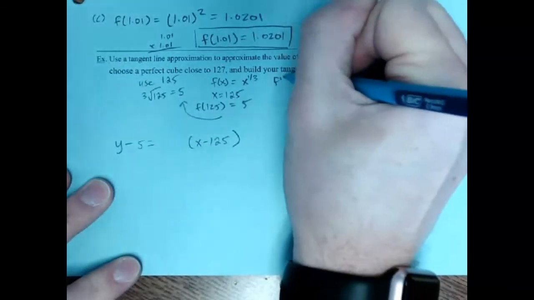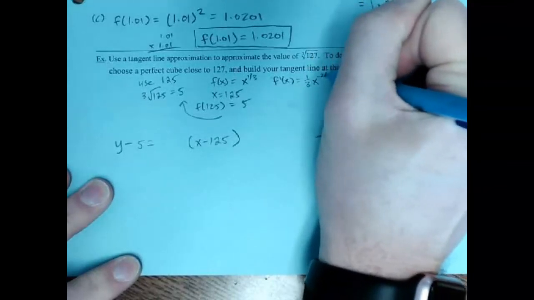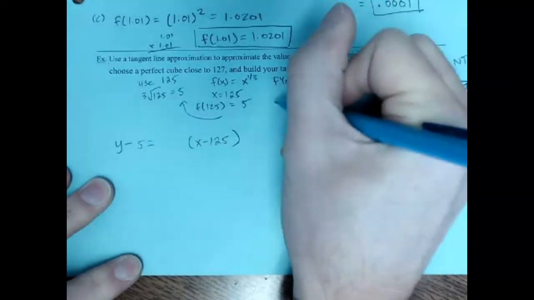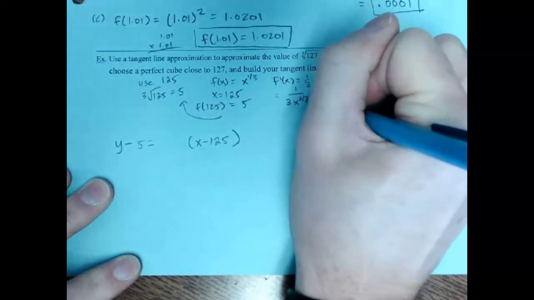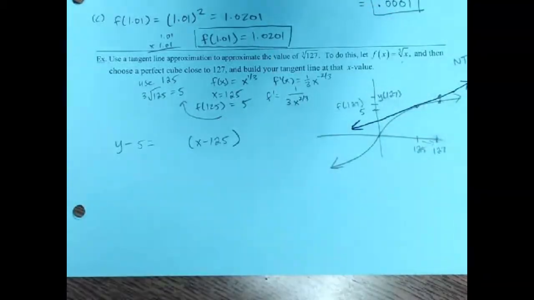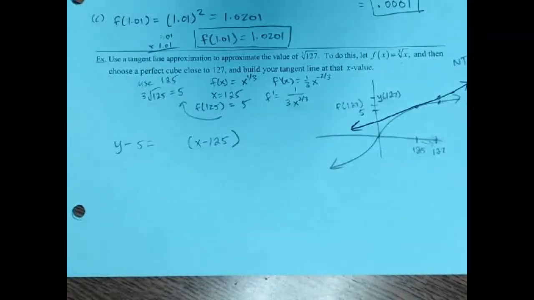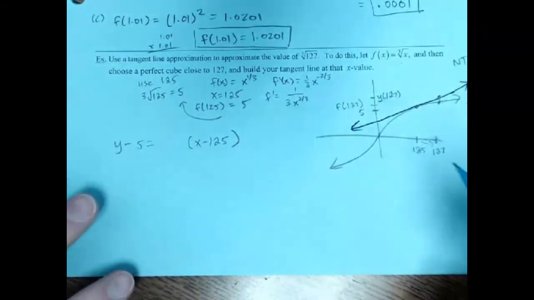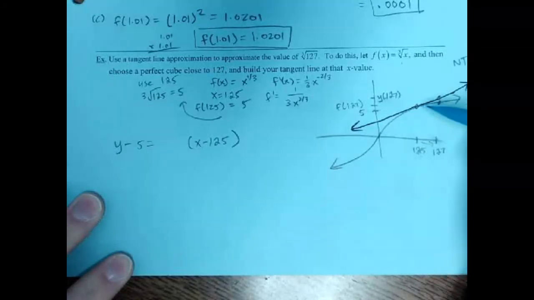So here, let's go for it. You'd have 1/3 x to the negative 2/3, which means you'd have 1/3 x to the 2/3 in the denominator, right? There's your derivative. And then would I plug in 5 or would I plug in 125? Well, think about it. The x values are the bigger numbers, and then the y values are the smaller ones, right? Because your function cube roots the stuff, and it makes it smaller. So then here I would need to plug in 125, because that's the point where I'm building this tangent line off of.